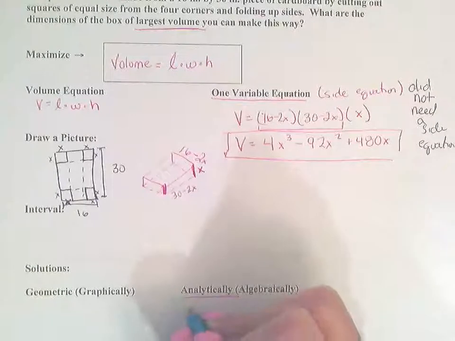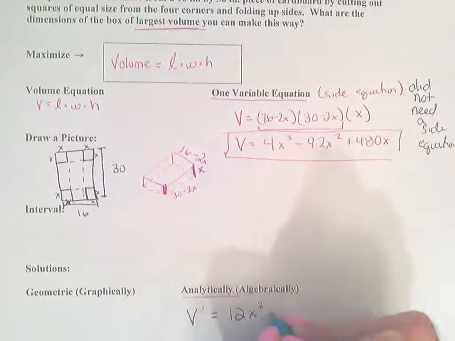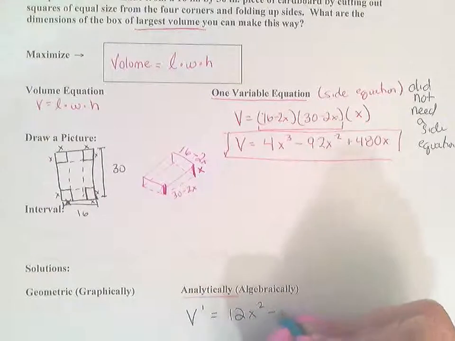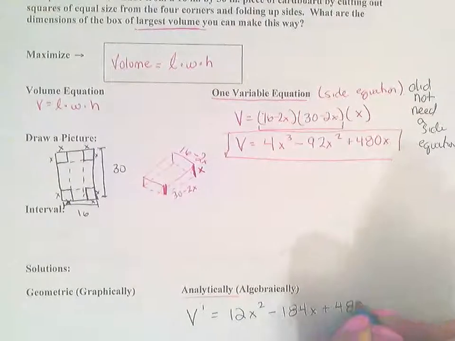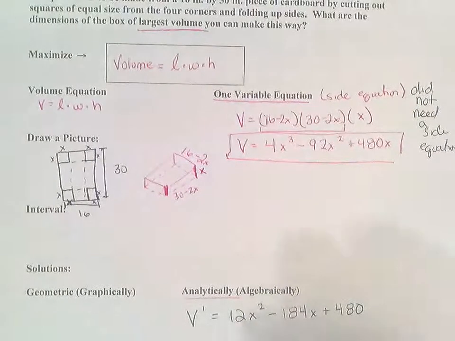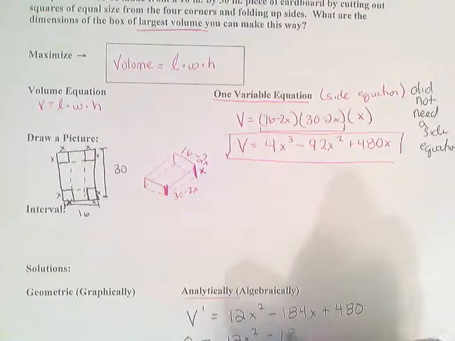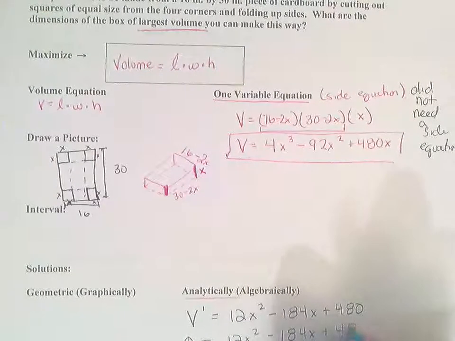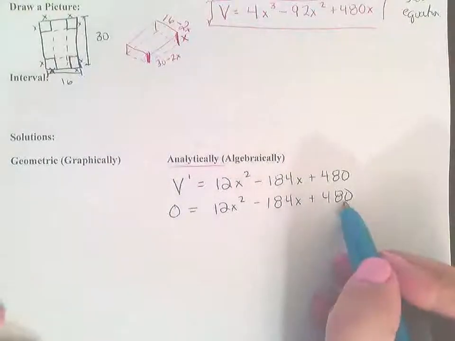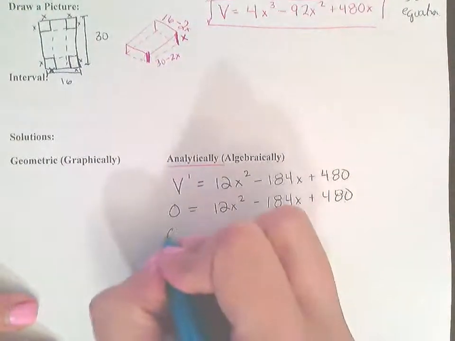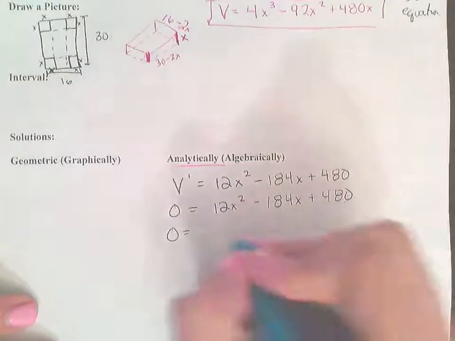So I'm going to take my equation and find the derivative. So you get 12x squared minus 184x plus 480. I'm going to set it equal to 0. And of course this is a quadratic, so how do we factor this? Step 1 in factoring is you have to pull out a GCF if you can, and in this case we can pull out a 4.